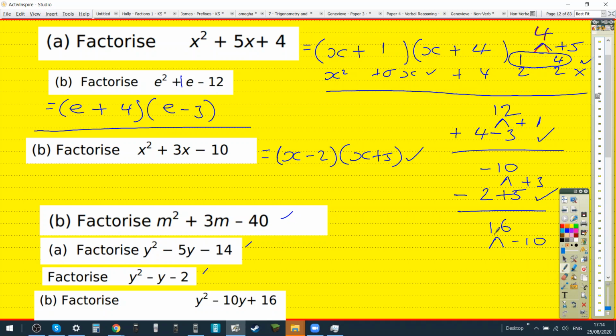What times to make 16? 4 and 4. Yeah, 4 and 4. That won't work. 1 and 16. Doesn't work. 8 and 2. Yes, that will work. So, if you do minus 8 and minus 2. Well done.